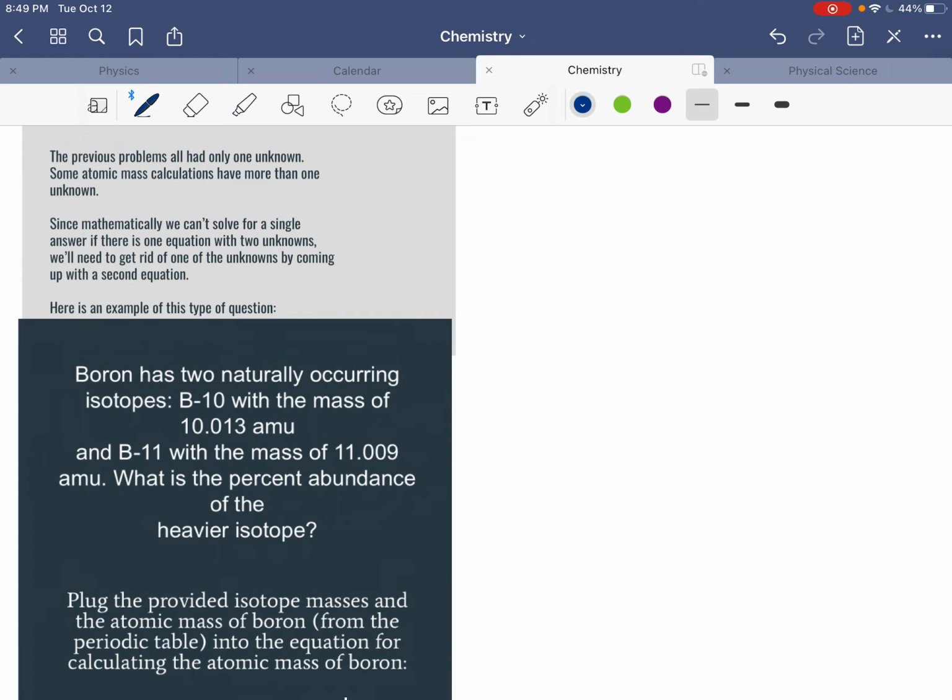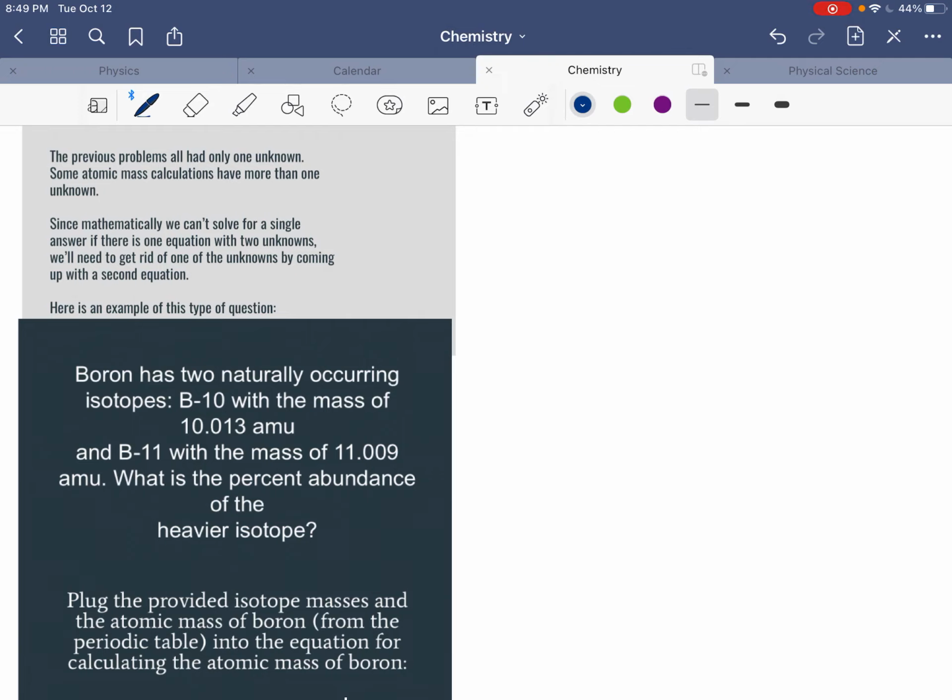So, for example, boron has two naturally occurring isotopes, B10 with the mass of 10.013 AMU and B11 with the mass of 11.009 AMU. What is the percent abundance of the heavier isotope? Okay, so our heavier isotope in this case would be B11. All right, so what we need to do is plug the provided isotope masses and the atomic mass of boron from the periodic table into the equation for calculating the atomic mass of boron.